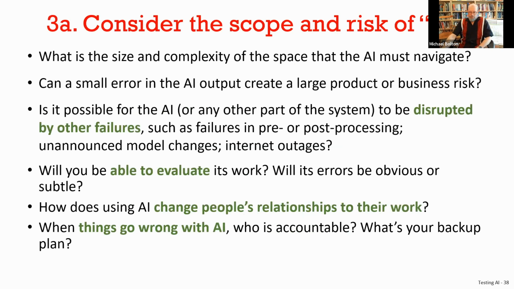Is there a possibility for the system at some point to be disrupted by other failures, pre or post processing of the stuff that's being handled by the machine learning algorithm, unannounced changes in the model, internet outages, disconnections from things? Will you be able to evaluate the work properly? How does AI change people's relationships to their work? For example, do they become careless?